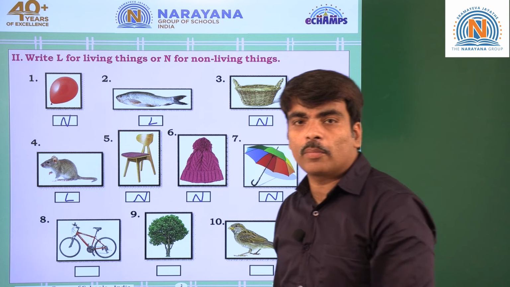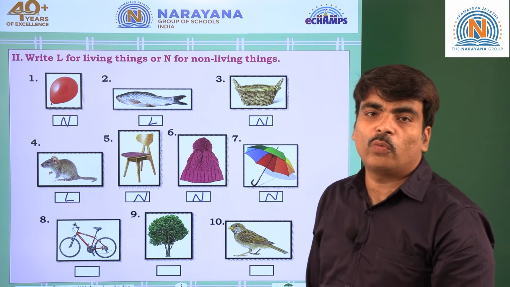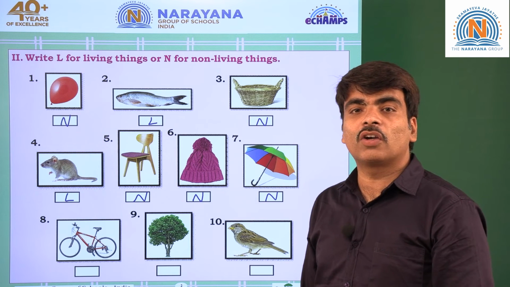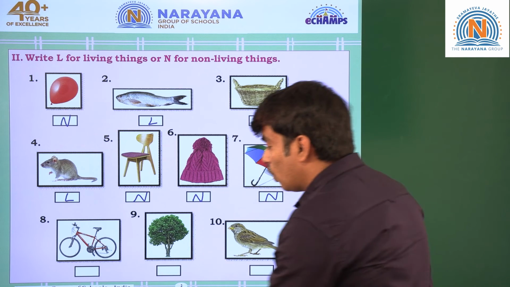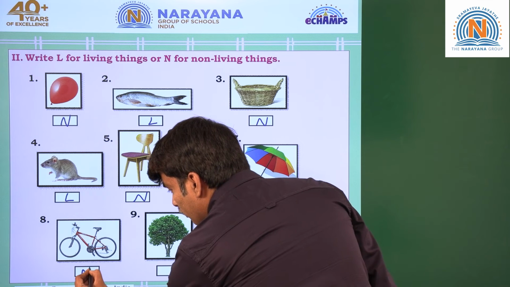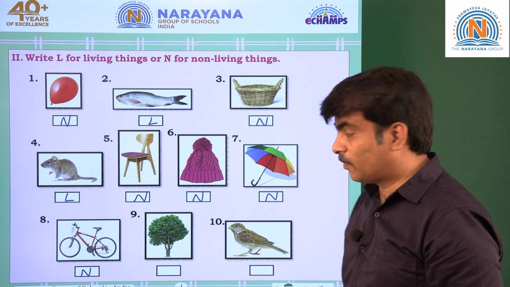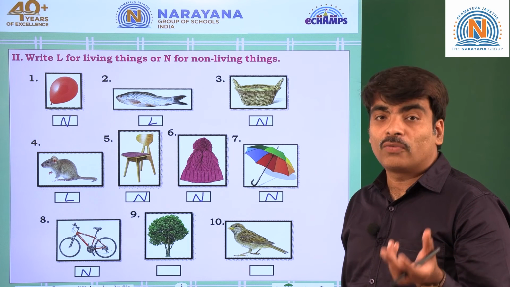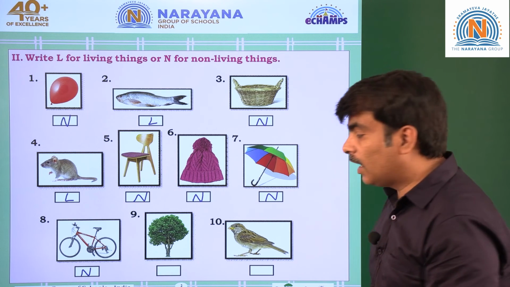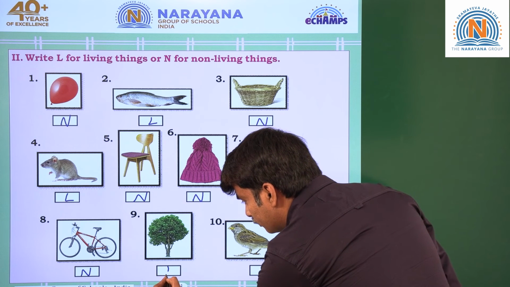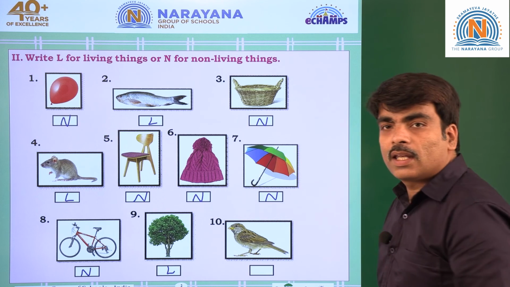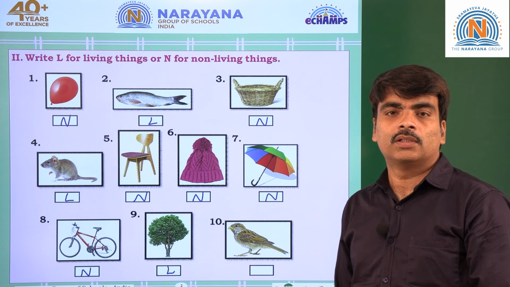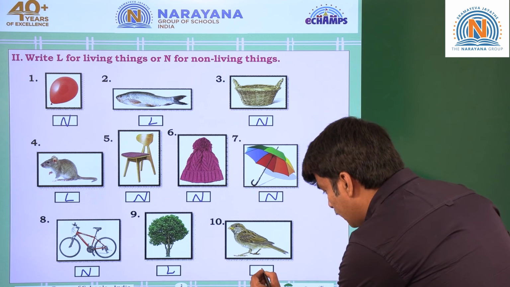Bicycle. We enjoy riding a bicycle, right? We have cycle races with our friends also. Is it a living thing or a non-living thing? It is a non-living thing. I enjoyed it a lot. The ninth one is a tree which gives fruits to us. It is a living thing. The tenth one is a sparrow, a bird. It is a living thing.